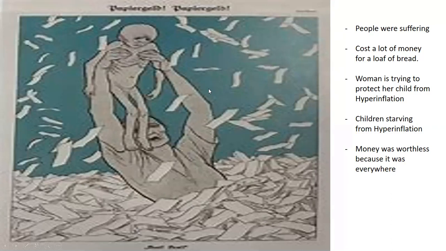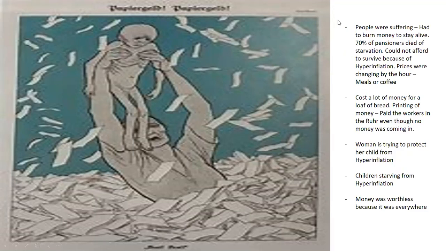This was a really good answer that we received in class, because the woman's holding the child over her head. Children were starving from hyperinflation. You can see this very clearly because you can see the ribs of this child, and money was worthless because it was everywhere. The woman and the child could also be symbolic of Germany. That could be another sort of connotation you could make from this source.